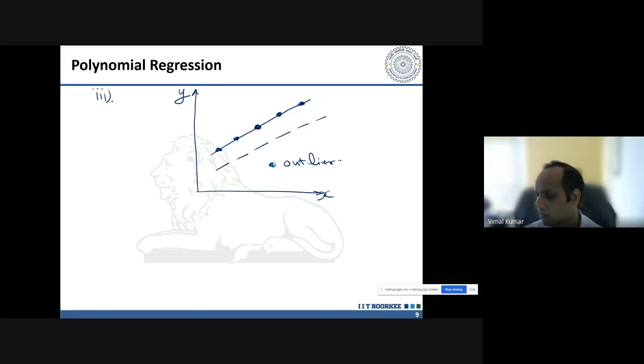Okay, so just to avoid that, because these outliers will influence the model and it will show that there is an error in the model actually. So this is also not suitable. So all these three approaches are not suitable.